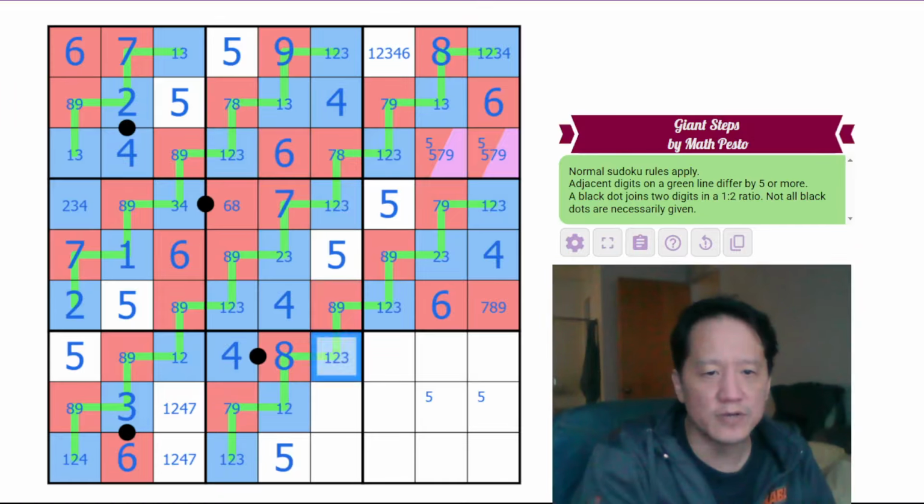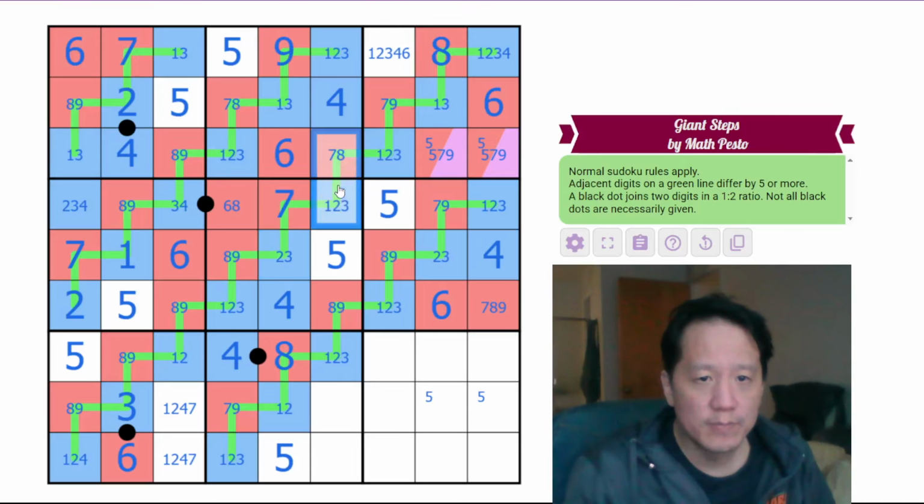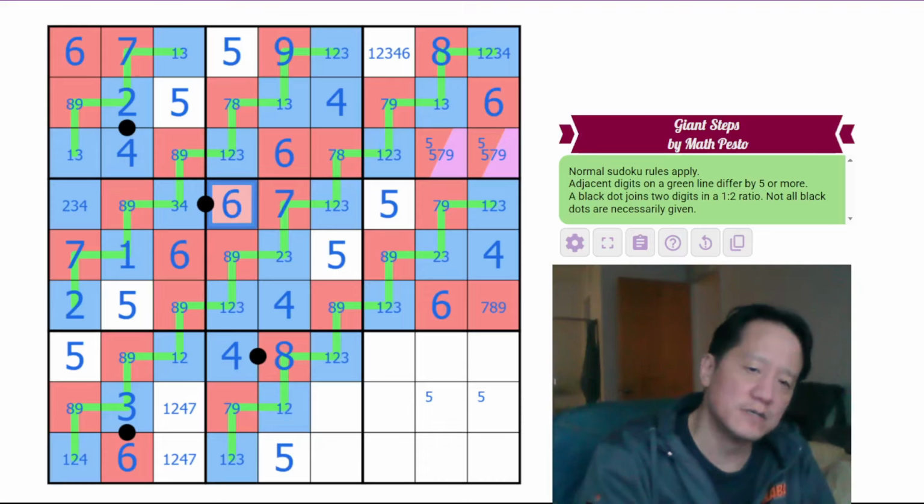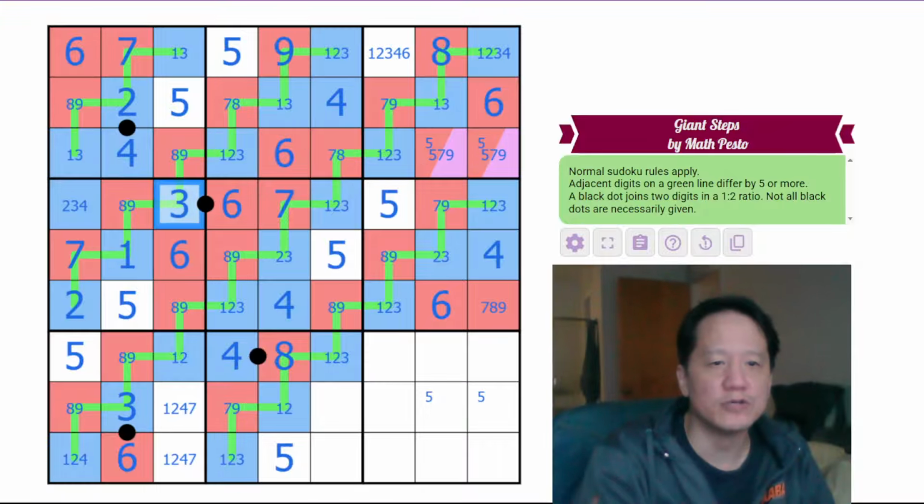This can't be 7 anymore. We have an 8, 9 pair in box 5, which eliminates 8 and 9 in the rest of the box. This can't be 8 or 9. It's 6, which makes this 3 to be in a 1 to 2 ratio. This can't be 2 or 3. It's 4. So this can't be 4 or 2. It's 1, which means this can't be 1 here. This is 3, which makes this not 3. That's 1.